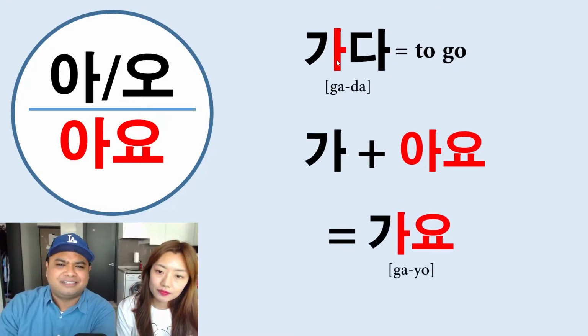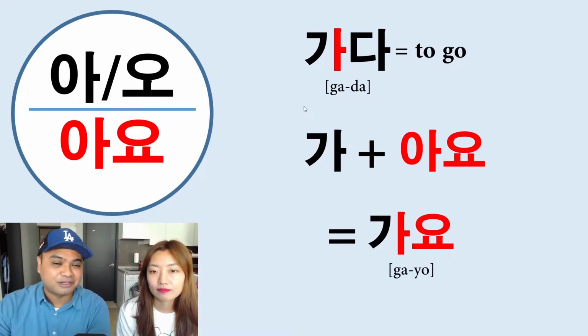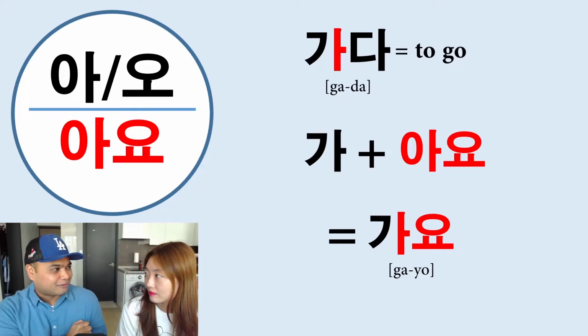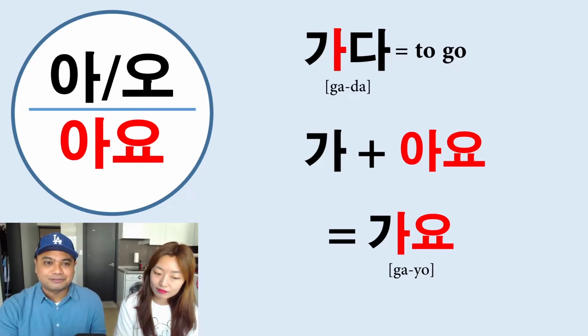Then you're like, that's easy, you just add yo, right? You can literally just say ga with your friends, but gayo is the polite way. You've got to say that to your mom, your grandparents, or someone you're trying to be respectful to.